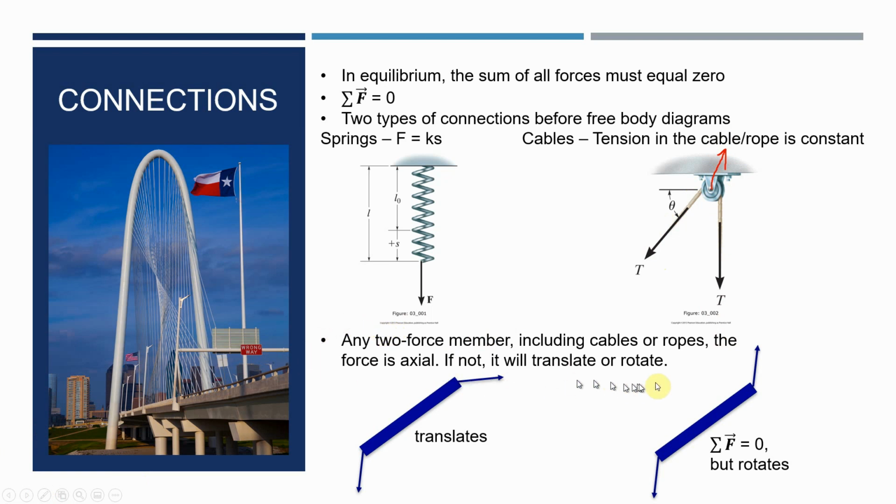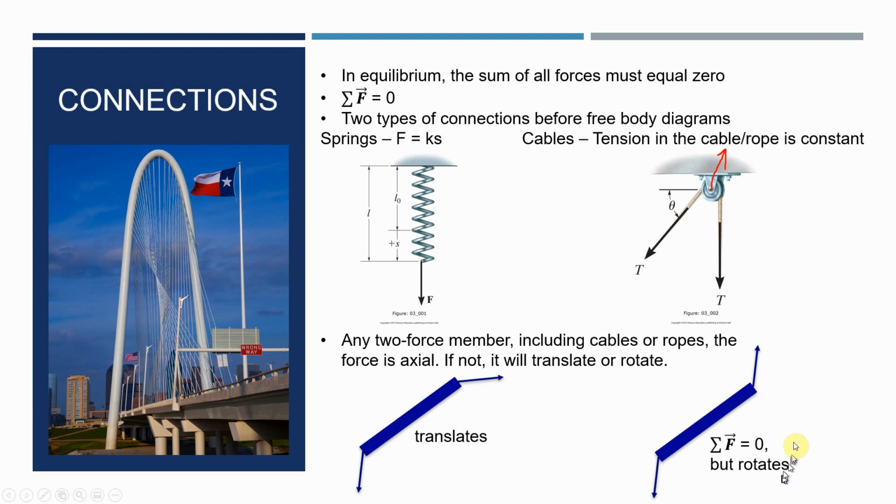Two force members. The force has to be axial. Now this diagram shows that. If it's not axial, it will either translate or rotate. So here is a couple forces. They are not axial acting on this object. And obviously they're unbalanced. So it'll move. It'll translate.